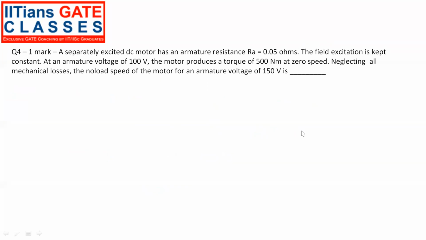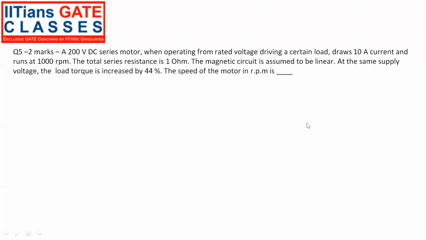Let's go to the next question. Question 5 is a 2 marks question, and it is also from DC machines. What does the question say? A 200 volts DC series motor, when operating from a rated voltage and driving a certain load, draws 10 ampere current and runs at 1000 rpm.